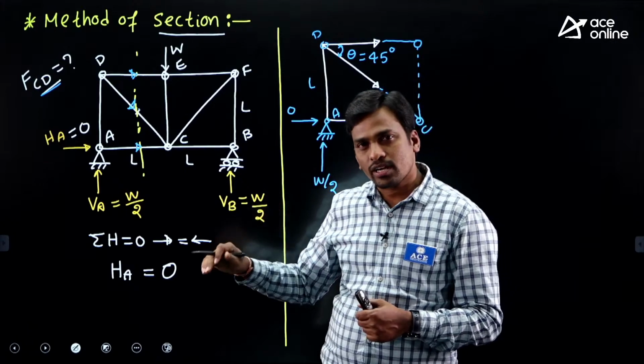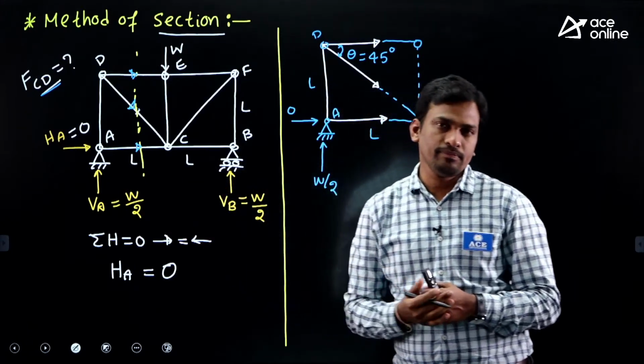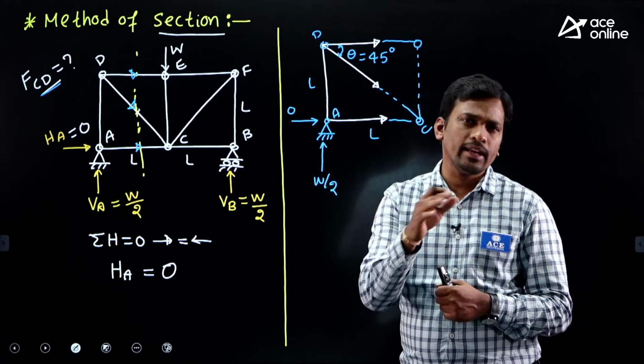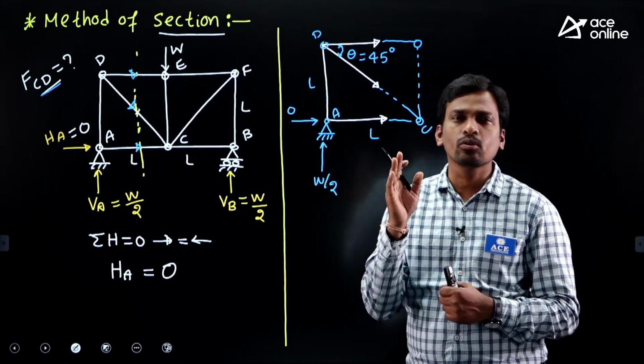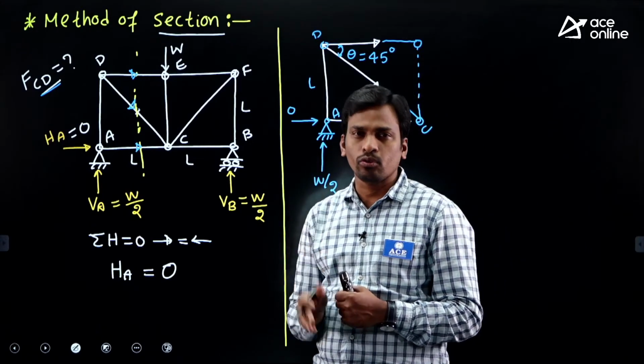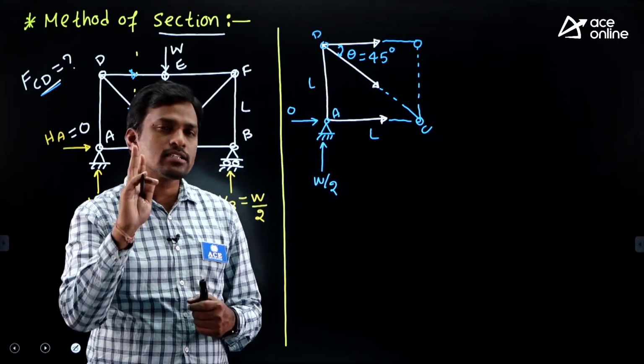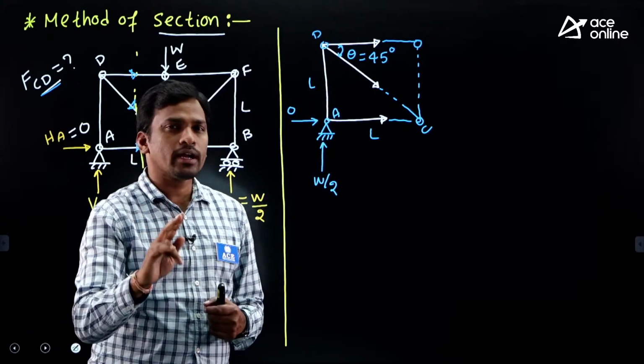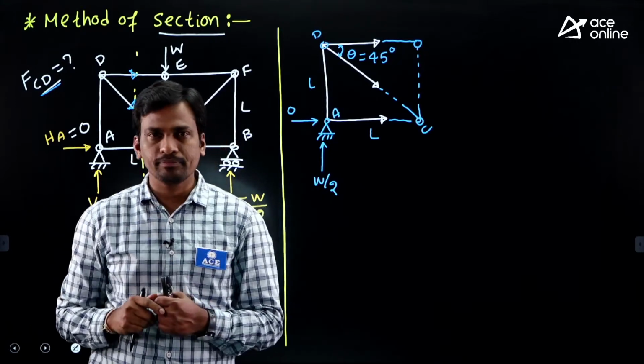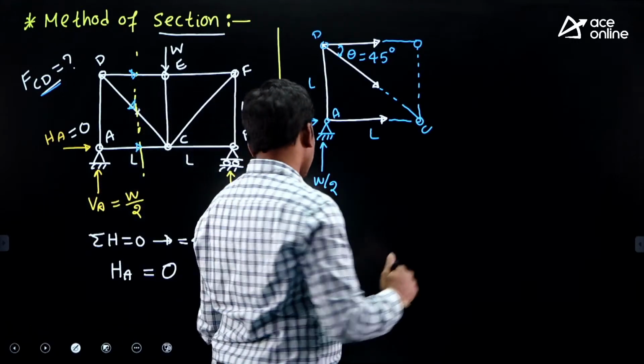We have to cut the structure in another direction. You can cut in any direction, students. Horizontal cut, vertical cut, inclined cut, U cut, V cut, any shape. But two conditions must be satisfied. What are the two conditions? Already explained.